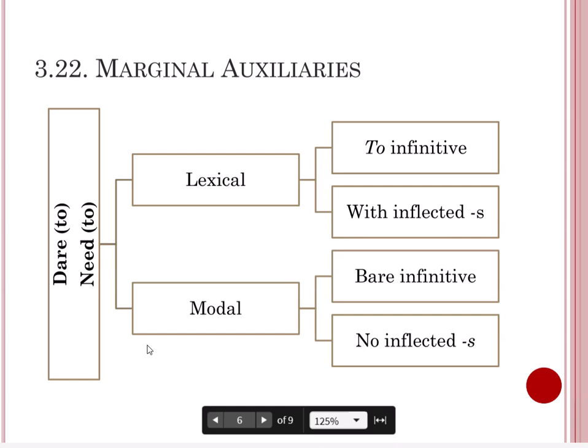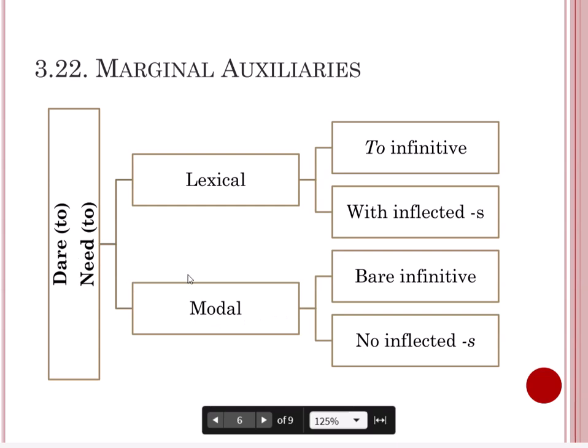The other marginal auxiliary verbs are dare and need. If you're dealing with them as marginal modal auxiliary verbs, there is no to infinitive. These two infinitive forms are not available with modal auxiliary verbs, so they are bare infinitive. Bare means without, so there is no to infinitive. And they are parenthesized, as you can see. The particle to is parenthesized just to show that when they appear, they are lexical, and when they do not, they are more probably to be modal, but not always.